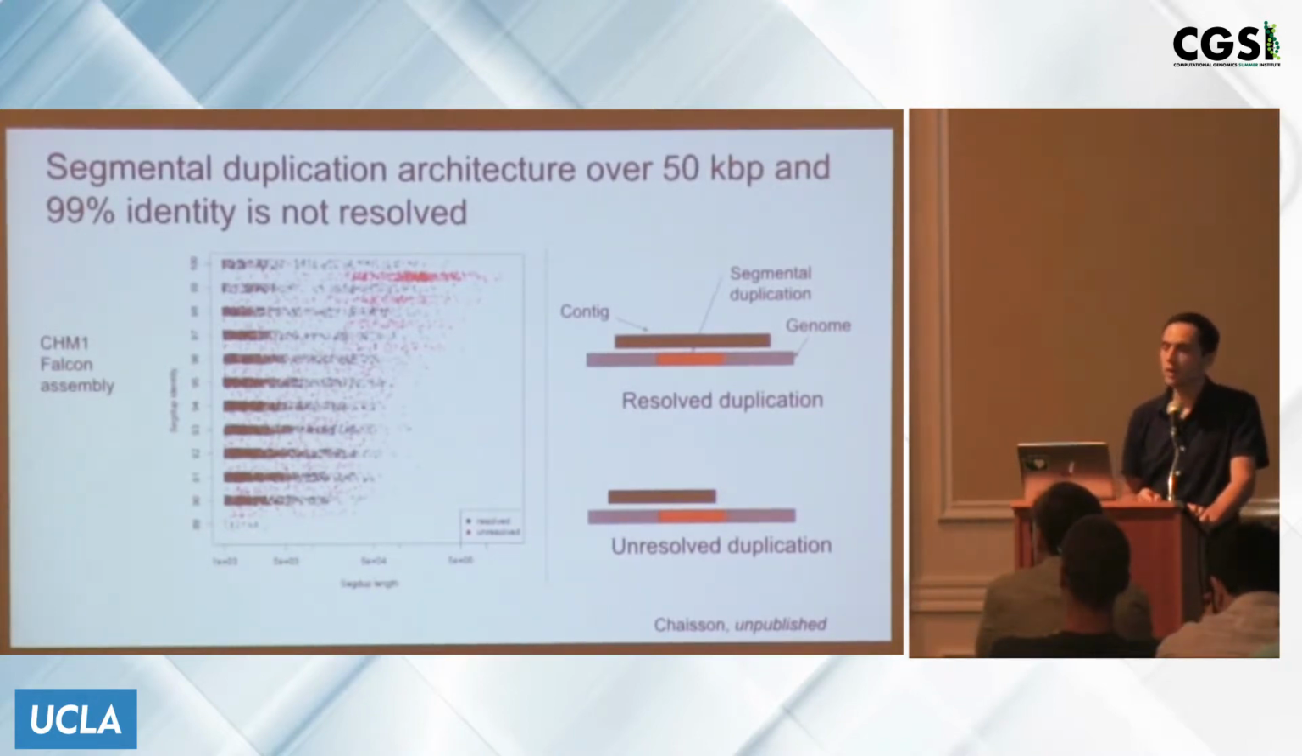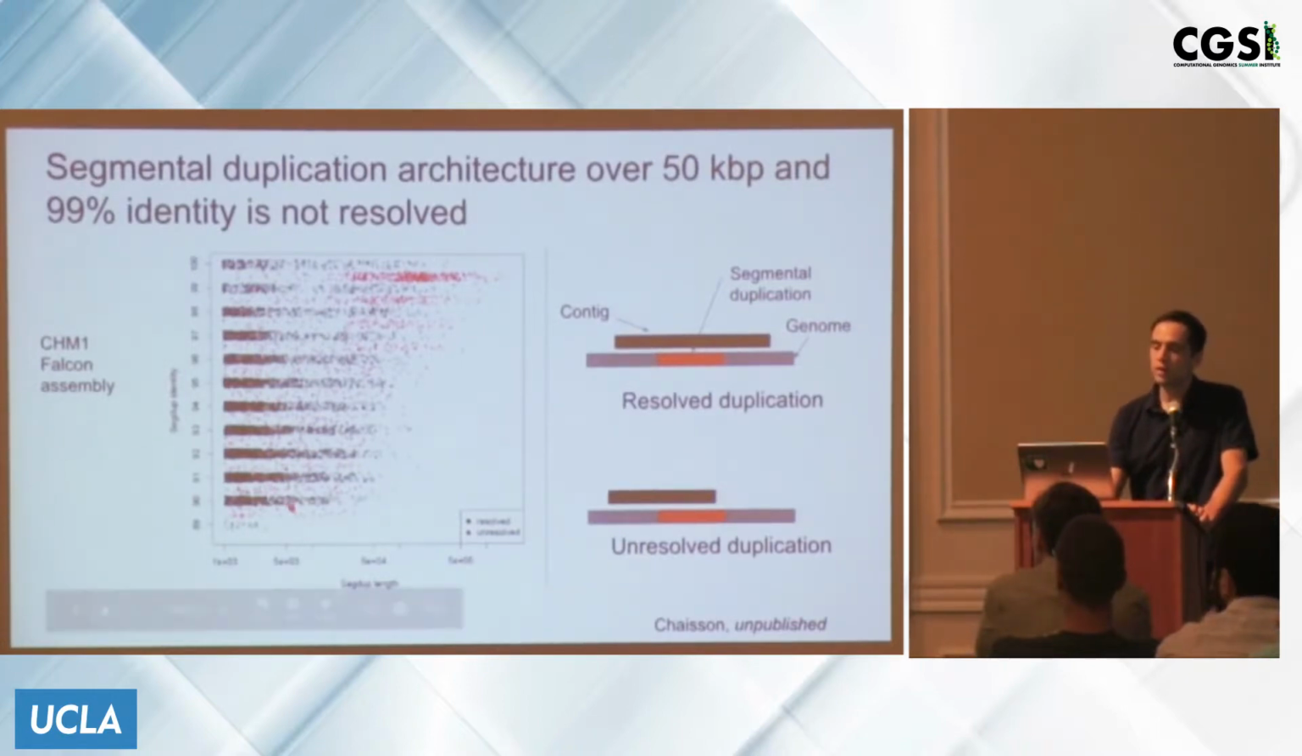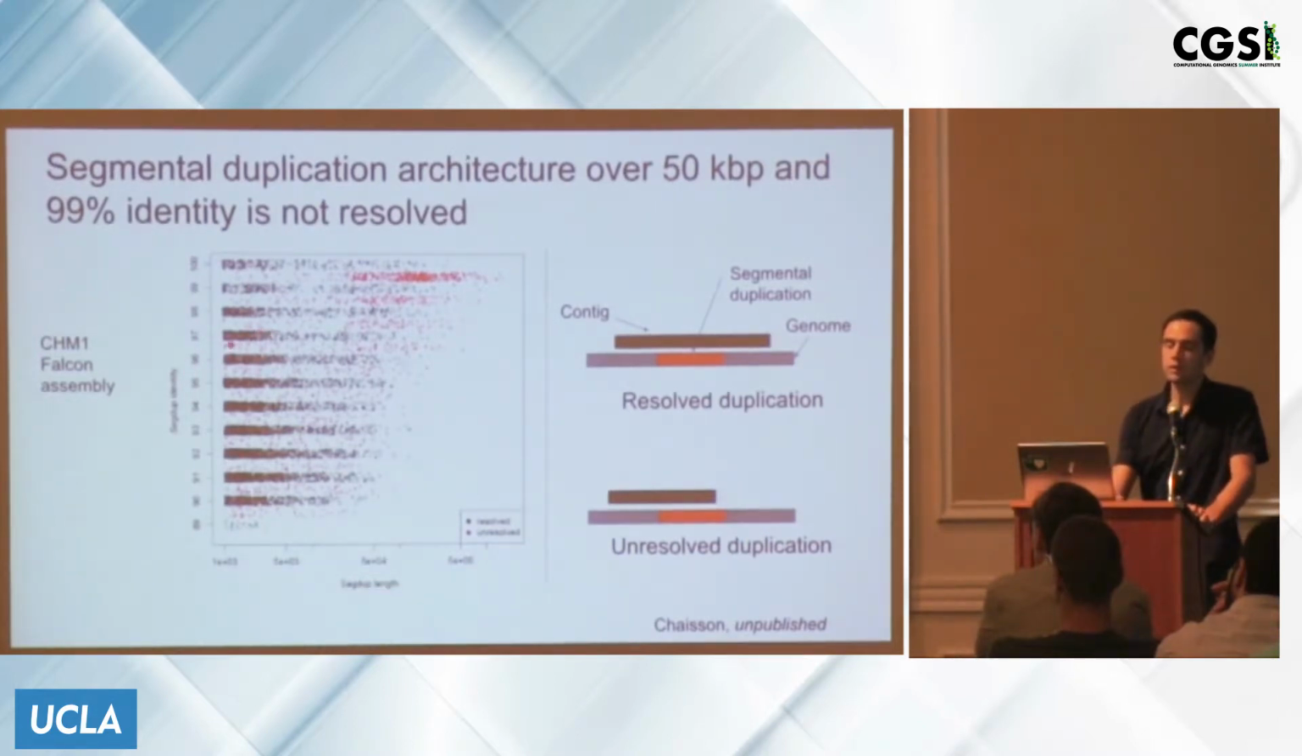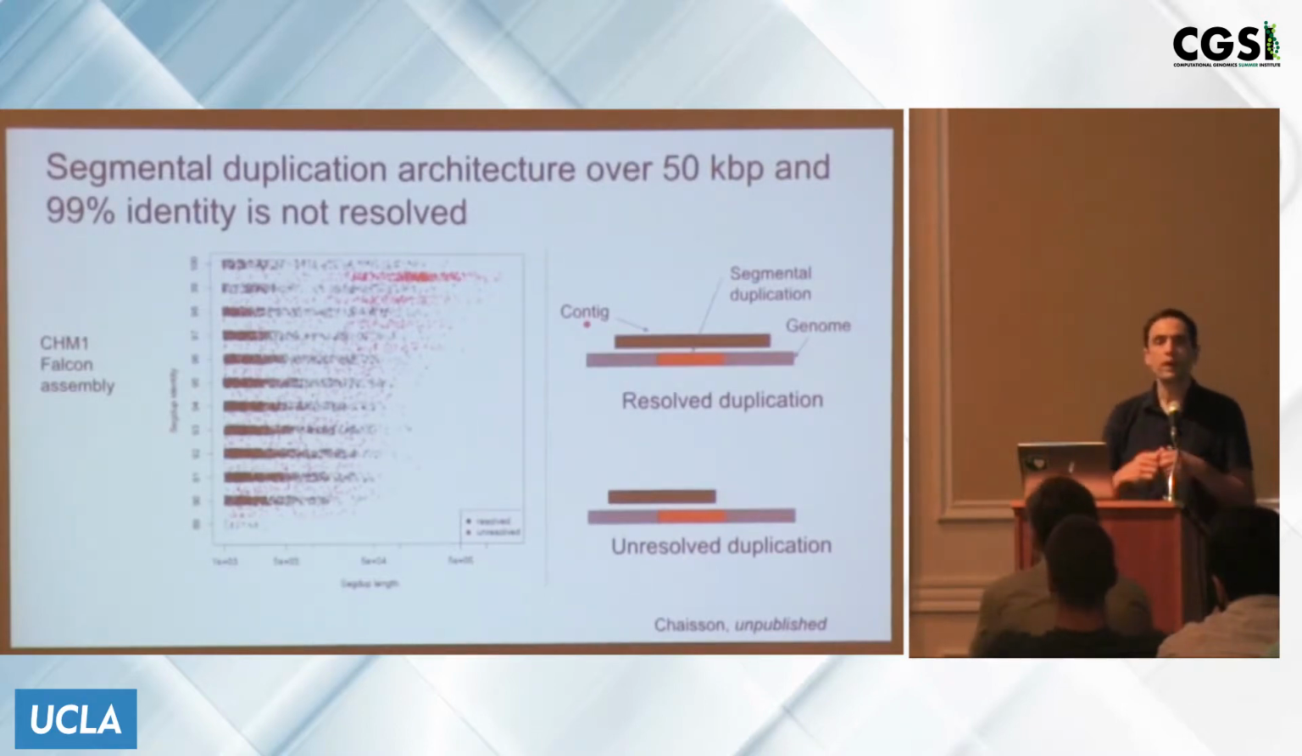And so what's shown here is a plot of segmental duplications in the human genome, where there's the length of the duplication on the x-axis and the identity of the duplication on the y-axis. Each black dot corresponds to a segmental duplication that's been resolved within the de novo assembly. By resolved, what I mean is that the assembly spans both sides of the duplication. What this tells us is that we know the actual structure of the duplication in this region.